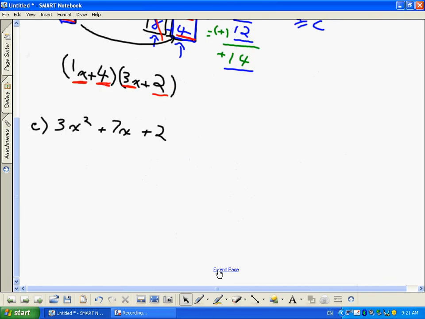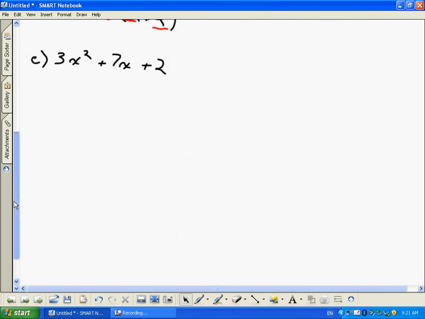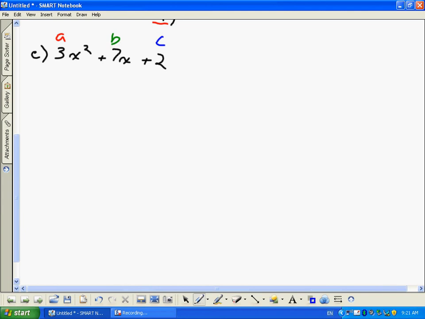Okay. So the question asked us, 3x squared plus 7x plus 2. So we're going to take this one up right now. First thing we need to do is find the factors of the coefficient in front of x squared. So our a. Let's make sure we know these. Here's our a, our b, and our c.